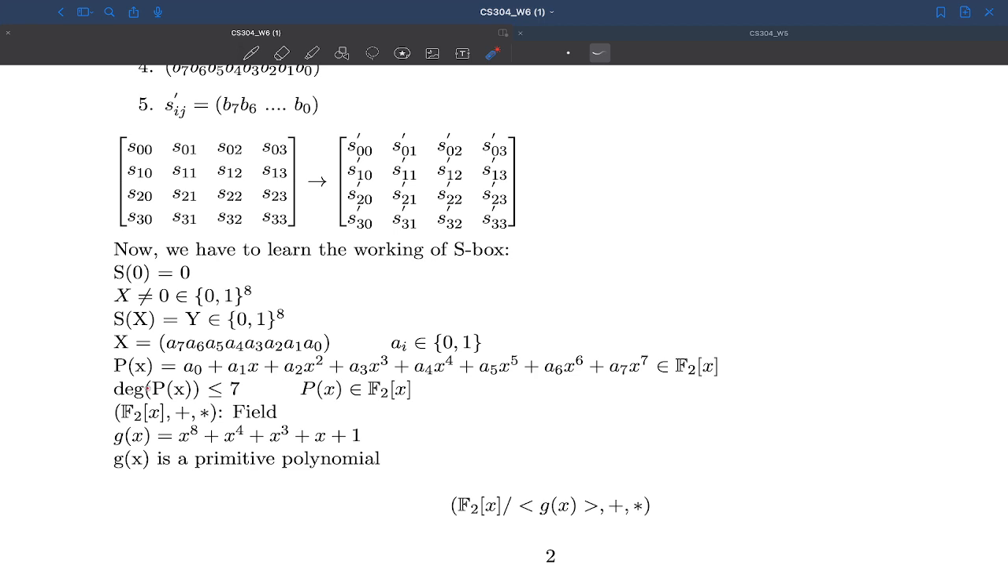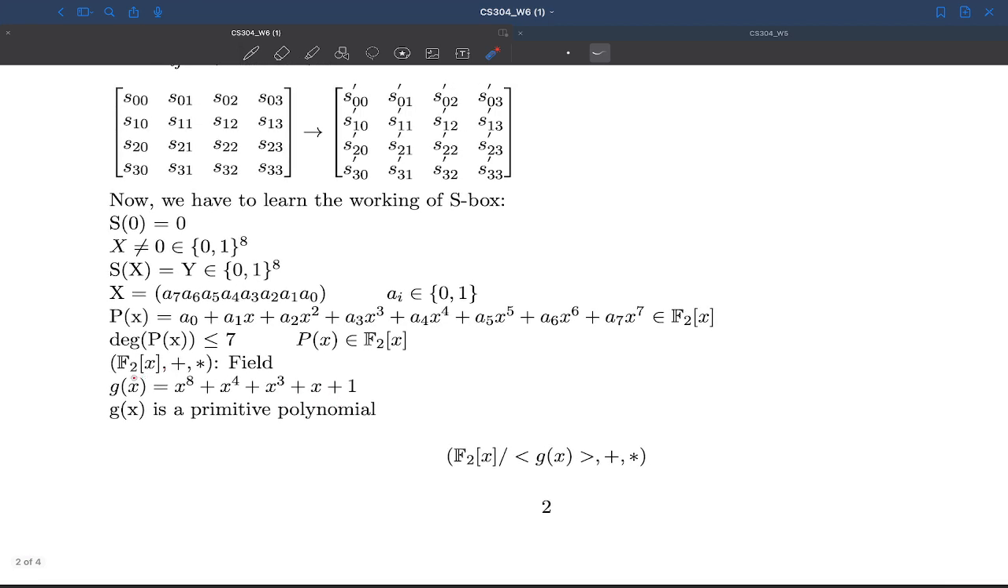That will be the degree of my p(x). So the degree of my p(x) will be less than or equal to 7. So at most I have degree equal to 7. And all those polynomials will belong to this F2[x] set. And you know what the F2[x] set is. If you don't know, you can go through my previous videos about field and polynomial ring, all those things.